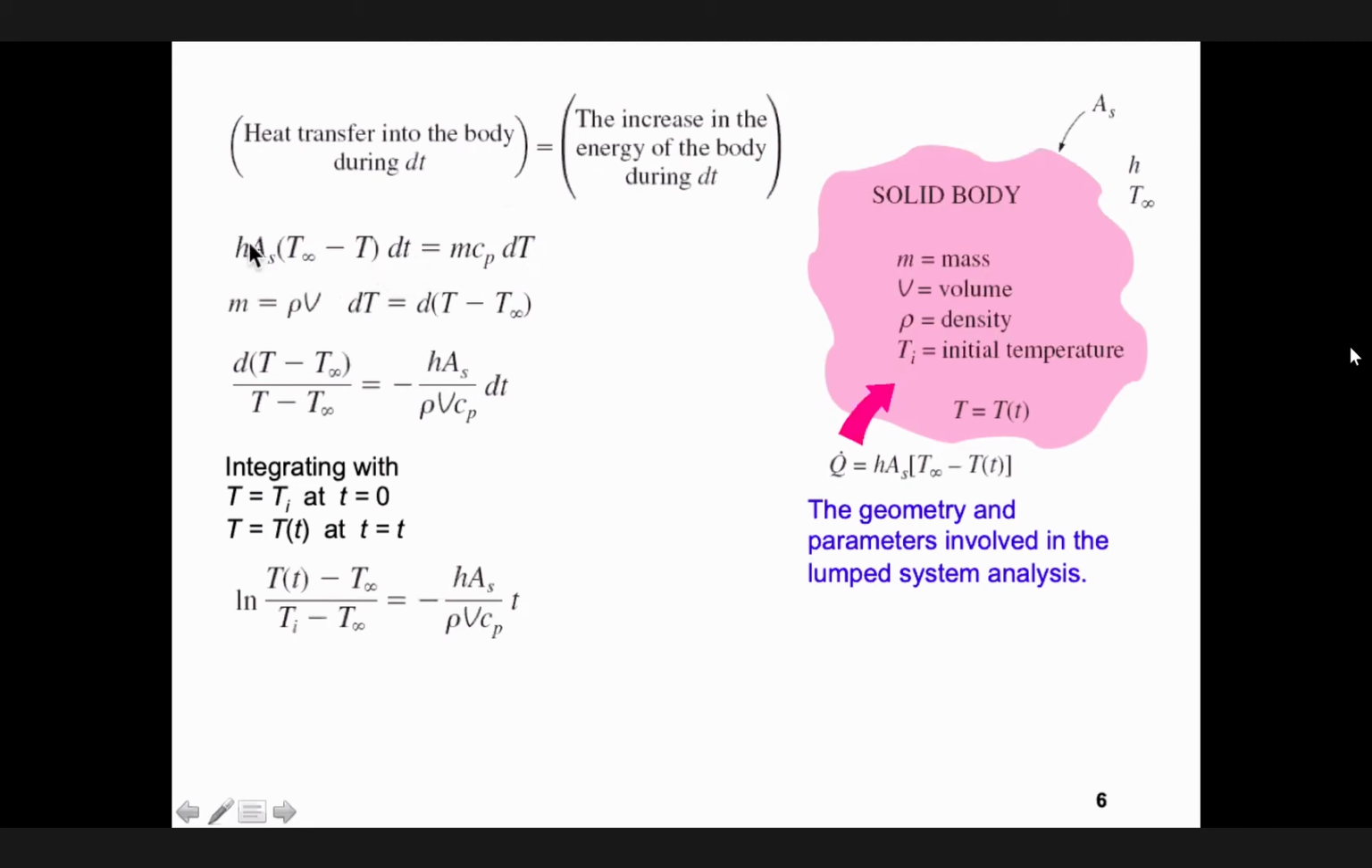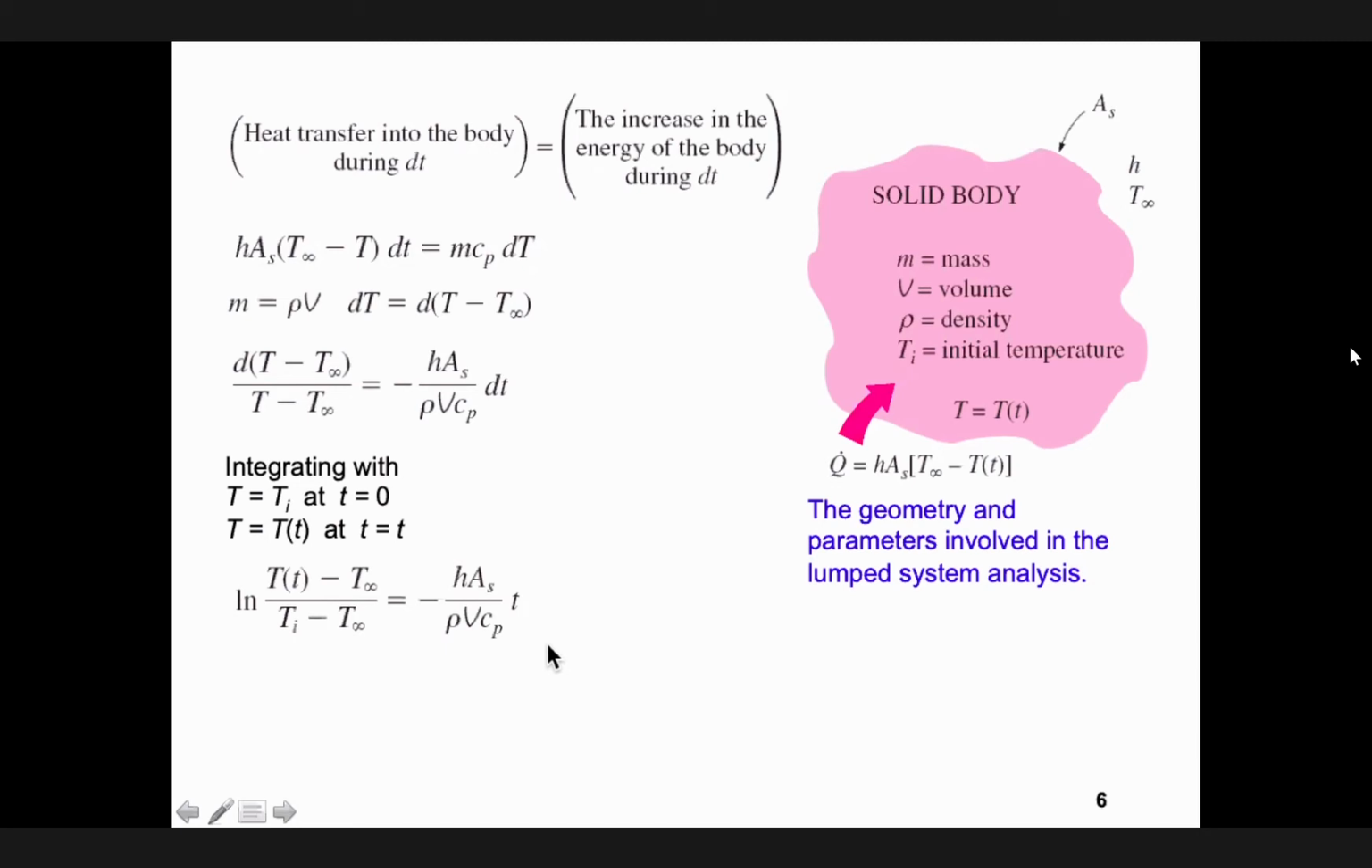Therefore, this is the differential equation I have. I only use a change of variable, and here I need an initial value. I know the temperature at time equals 0. Initially, at time equals 0, everywhere in this body, the temperature was Ti. When I solve this differential equation, this is the solution that I have.